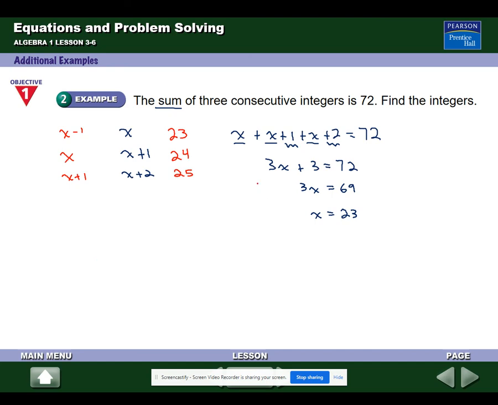Point being, though, is that I would like to see you do something that's algebraic, like I showed here, right? Something that has a few lines of work, and not just do it all in your head. Okay, and that especially goes for consecutive even and consecutive odd problems that you're about to encounter in your homework.